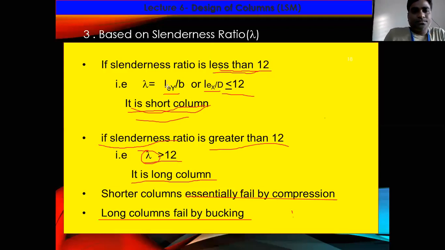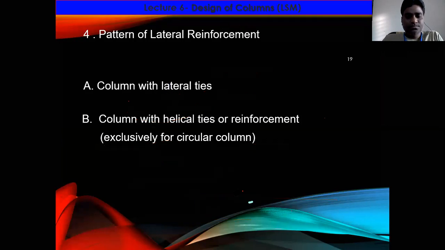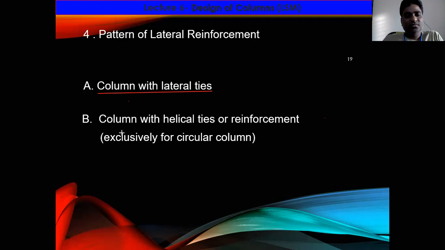Now coming to the fourth one, that is the pattern of lateral reinforcement. Based upon the placement of the reinforcement, the columns are classified into two types. One is column with lateral ties, and the other one is column with helical ties or reinforcement. This is exclusively for circular columns.